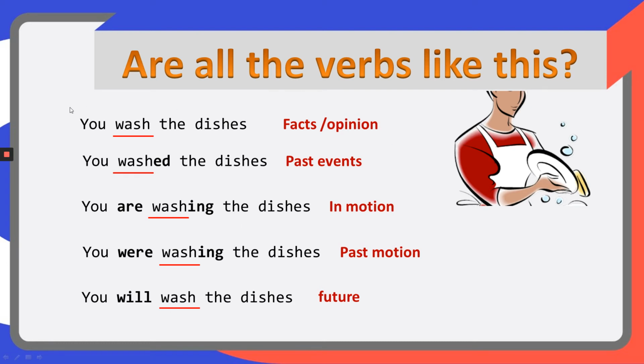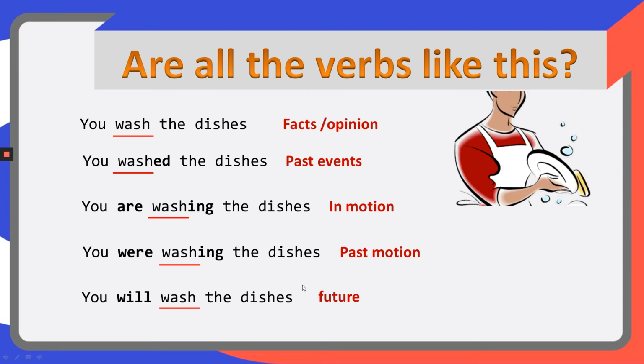And that's it. See? If you can memorize these five verbs, you're going to speak 70% of English. You know how to say a fact or an opinion. You know how to talk about a past event. You know how to talk about something in motion. You know how to use something in the past motion. I mean, you know how to talk about an event in the past. And you have the future.